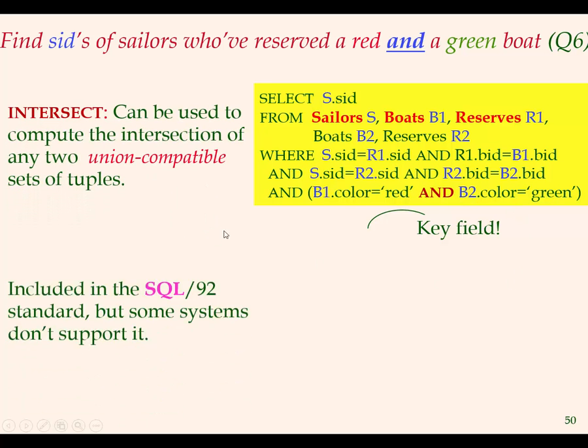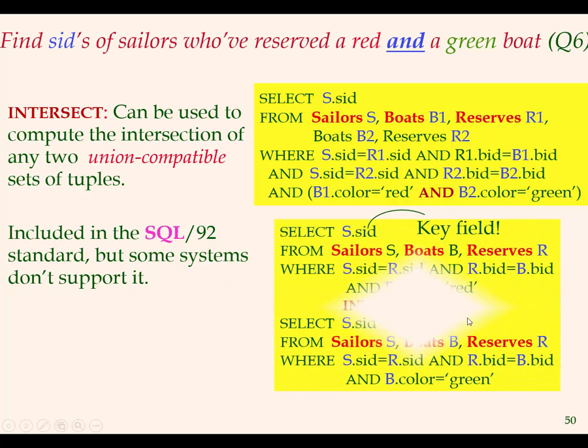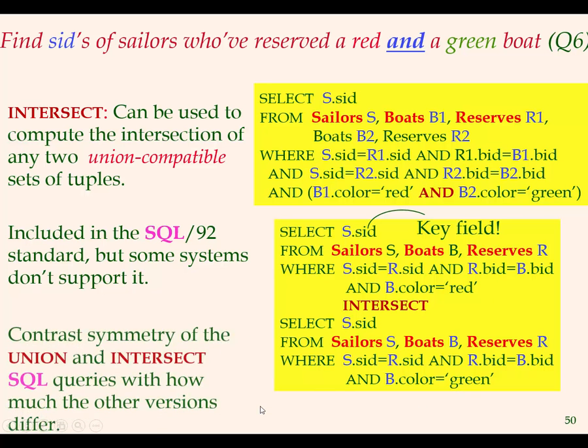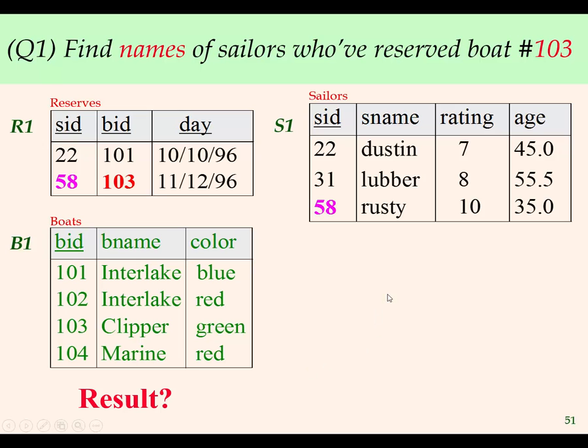I can also use the intersect, and this is the intersect. So one set will give me all the reds, another set will give me all the greens, and then I use the intersect operator. Pretty cool.